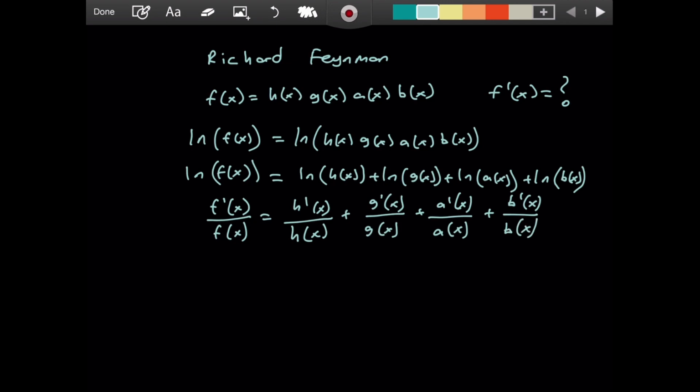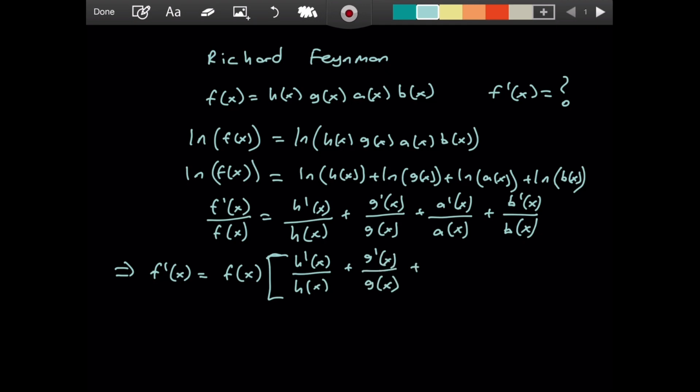Now, as you can see, we are very close to finding f prime of x, which is what we're looking for. So to find it, we're going to multiply both sides by f of x, which means then that f prime of x is equal to f of x times all of these guys. Let's write them. It's going to take a long time, but let's just write it. Okay, so this is the way apparently Feynman takes derivative of a product. Okay?